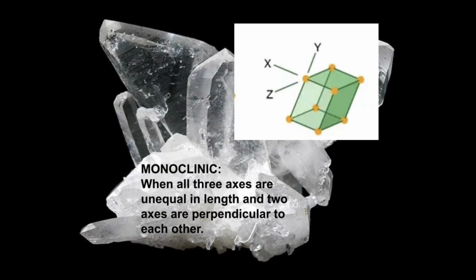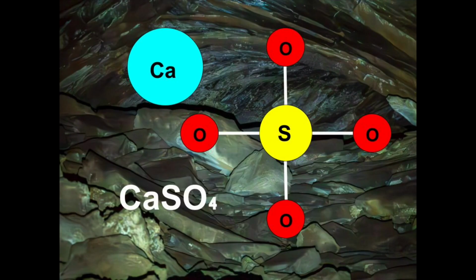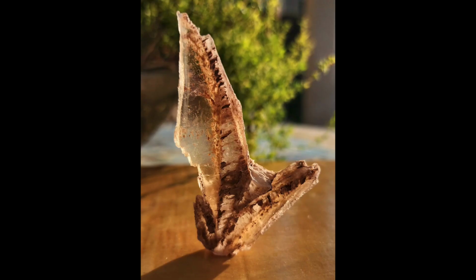Here's a quick diagram to help you understand the crystal structure. It is monoclinic, which means all 3 axes are unequal in length and 2 axes are perpendicular to each other. That is how the crystals grow. Back to the chemical structure of calcium sulfate. Again, it is 1 calcium ion bonded to sulfate, which is a sulfur and 4 oxygens.